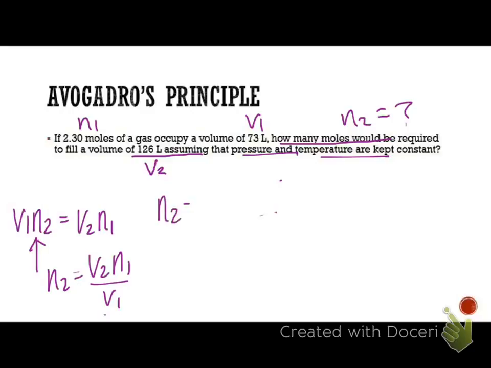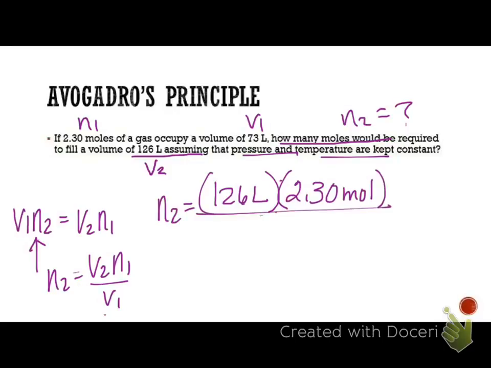So now let's do it correctly. V2 is 126 liters times 2.30 moles, because that's N1, divided by V1, which was 73 liters. Okay, same thing, because they're directly proportional, we can see that volume increased, so we're going to expect that moles, or N, would also increase.